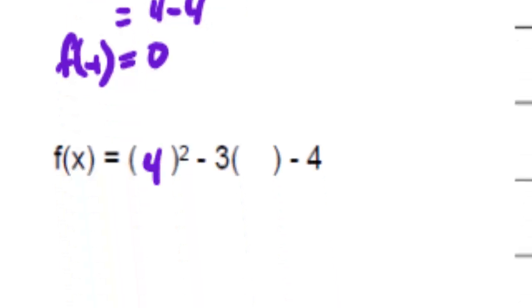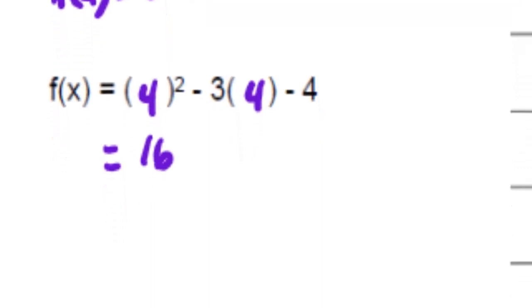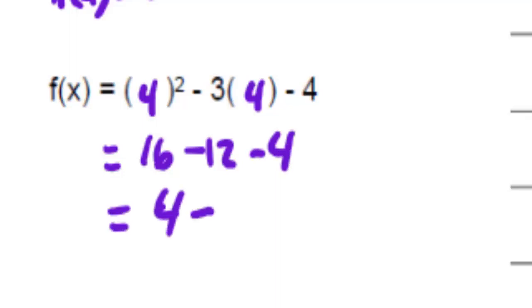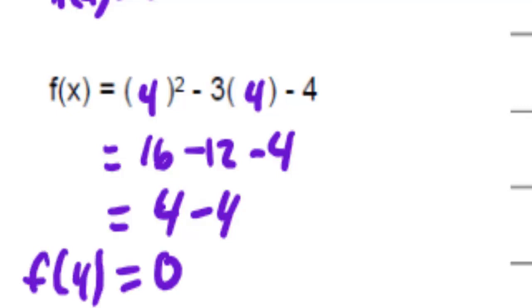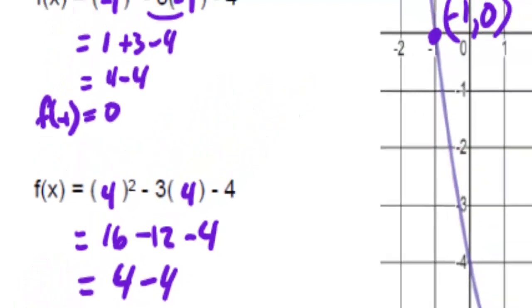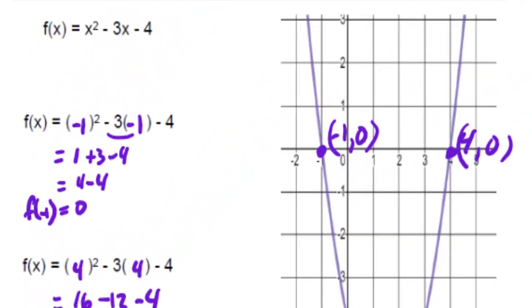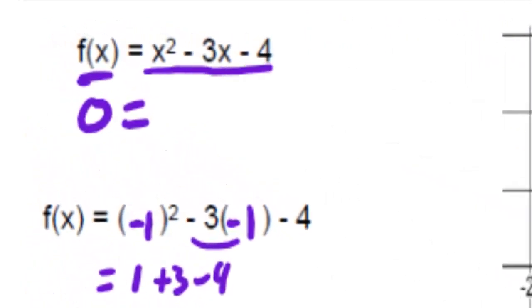Then if I put a 4 in there, and then I evaluate, 4 squared is 16, and negative 3 times 4 is going to give me negative 12, and then minus 4, so I end up with positive 4 minus 4, which equals 0. So f of 4 also produces a 0, or 4 comma 0. So what that means to our quadratic is we want the output to be equal to 0. As you can see, it's 0 in both cases. And then when we solve for the value of x, we get the solutions, or the x-intercepts, or zeros of the function.